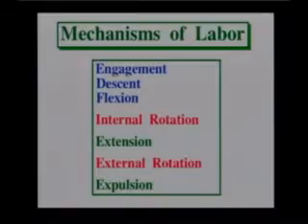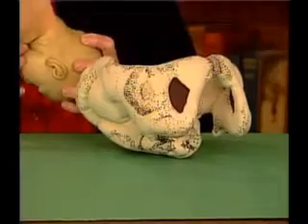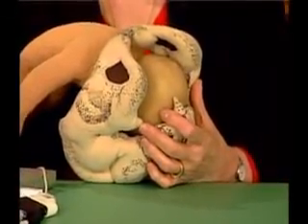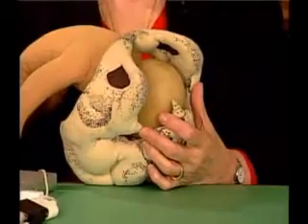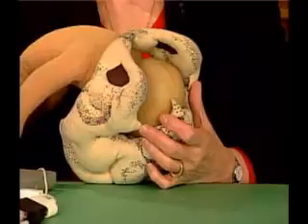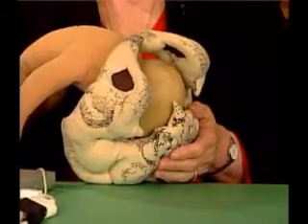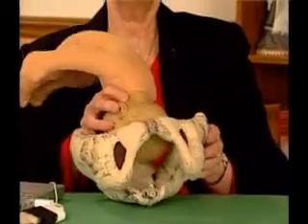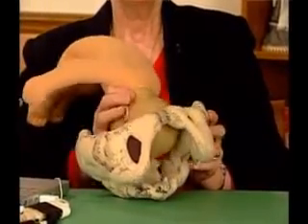I also want us to talk about the mechanisms of labor, and I think you should know these. When we talk about the mechanisms of labor, engagement is when that baby's head is at the level of the ischial spines. So this is engagement. Engagement has nothing to do with diamond rings. It's when the baby's head is at the level of the ischial spines. Descent is a constant as we talk about labor. The baby's head is always going down. Flexion.